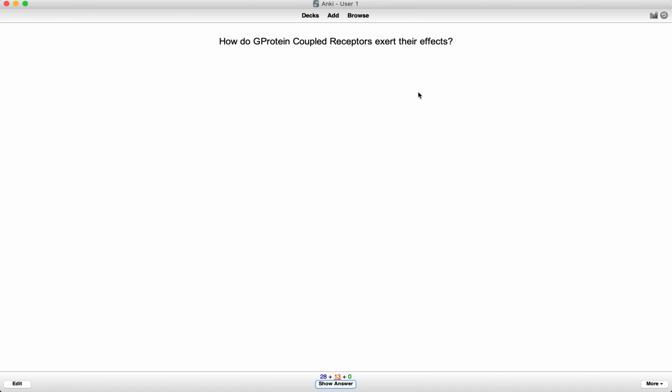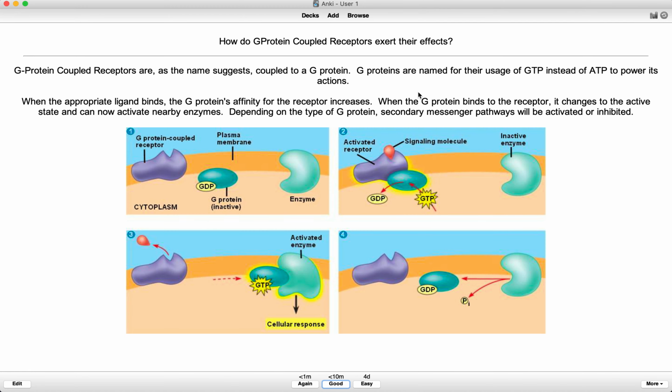So, the G protein coupled receptor. We first have the inactive G protein receptor. When a ligand binds to it, it increases its affinity for G protein. G protein will bind to it, converting GDP into GTP, which activates the G protein. When the ligand leaves, G protein will bind to another enzyme to activate or inhibit it, typically through secondary messenger pathways.